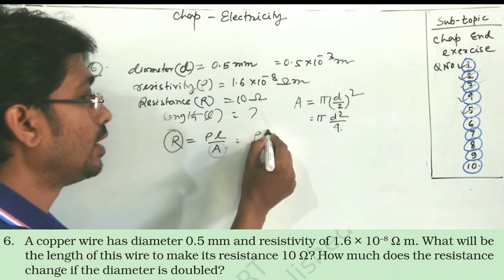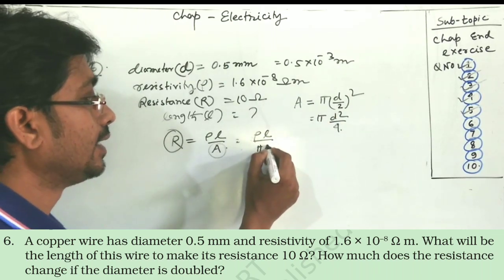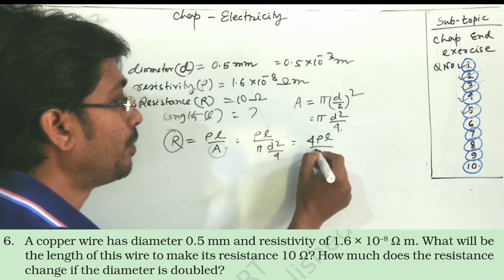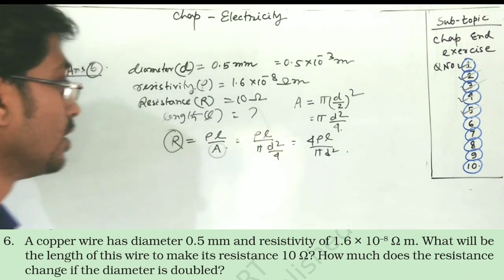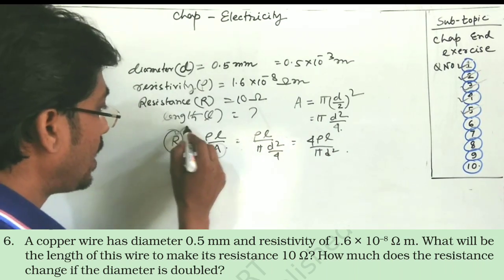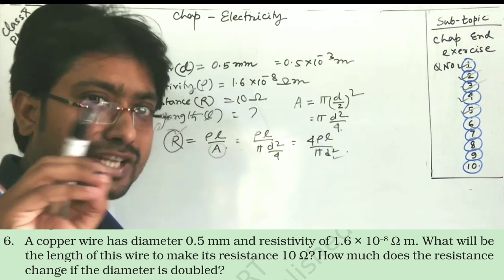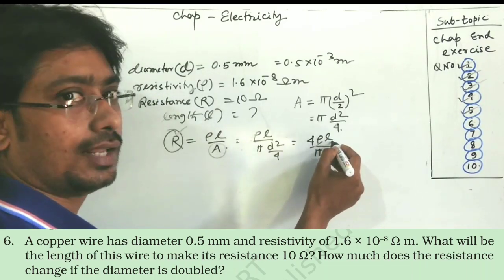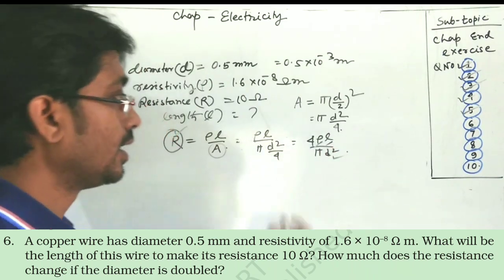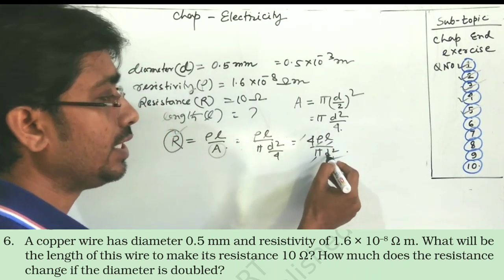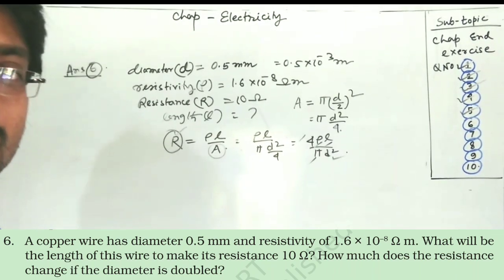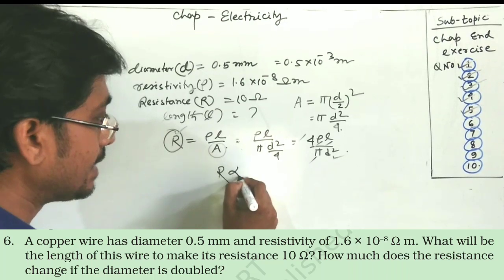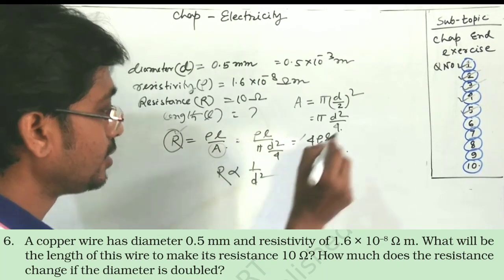So rho L by pi d square by 4. Actually it will be 4 rho L by pi d square, is not it? So actually what is the relation between R and D here? For a particular type of material, what type of wire we are using, the rho will be fixed. L we have taken in our consideration, it is also fixed. 4 is constant, pi is constant, so D is variable here according to our question. So we can write here R varies as 1 by D square.